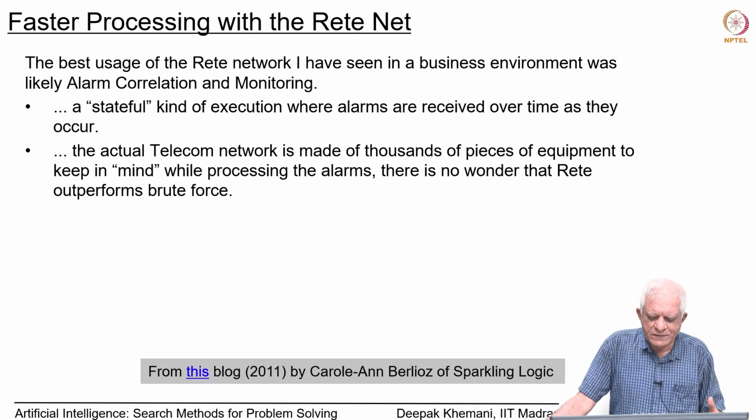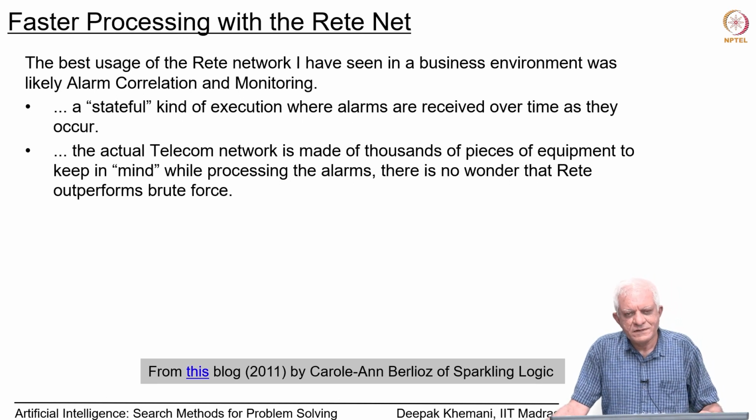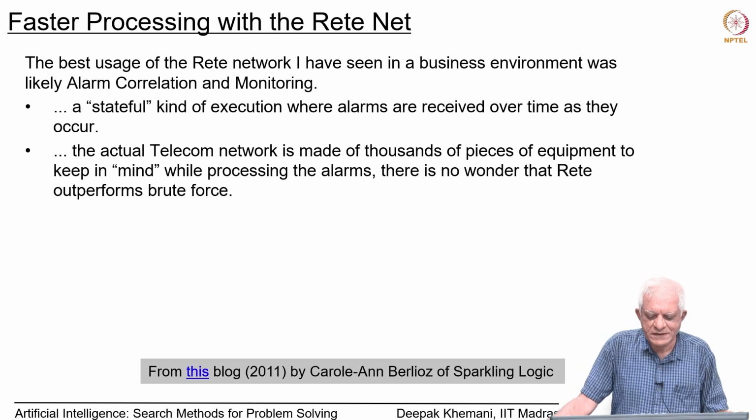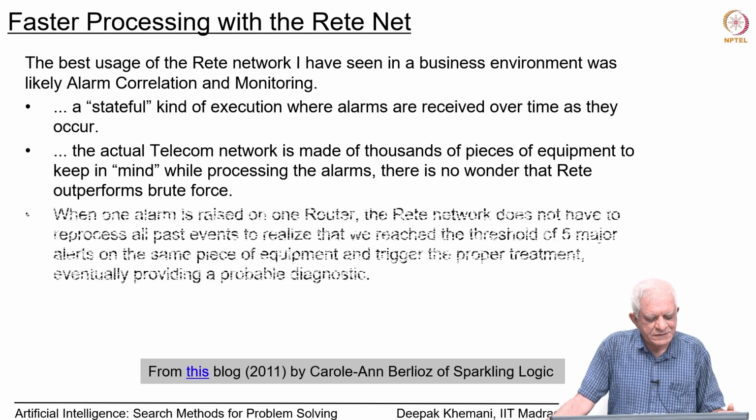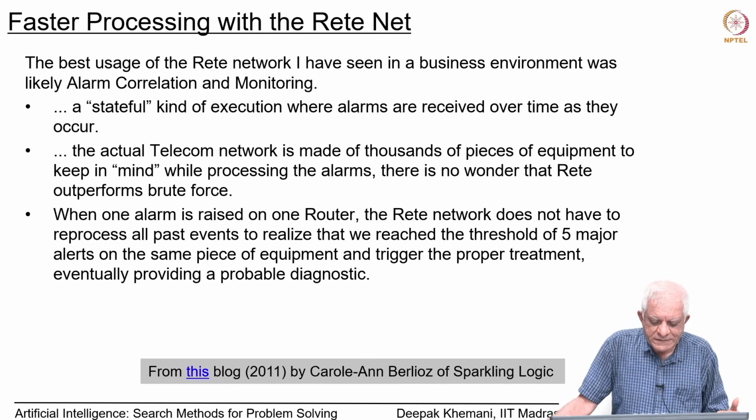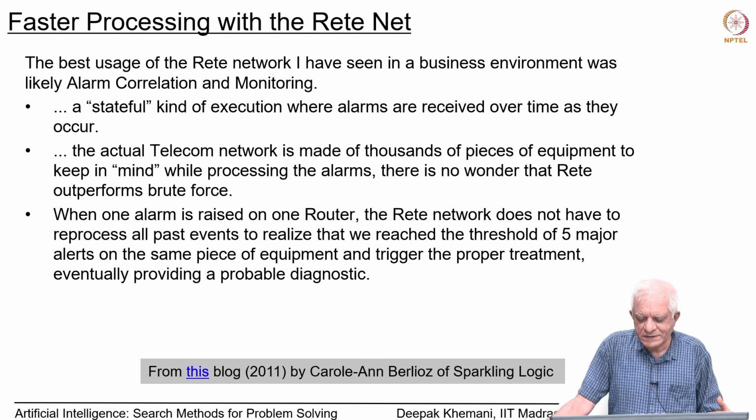So, the actual telecom network is made up of thousands of pieces of equipment which have to be kept in mind, so to speak, while processing the alarms essentially. There is no wonder that Rete outperforms brute force. You can't keep cycling through every piece of equipment or every piece of data that comes out of it essentially. So, when one alarm is raised on one router, the Rete network does not have to reprocess all the past events to realize that we have reached the threshold of 5 major alerts on the same piece of equipment and trigger the proper treatment essentially, and eventually providing a probable diagnostic.